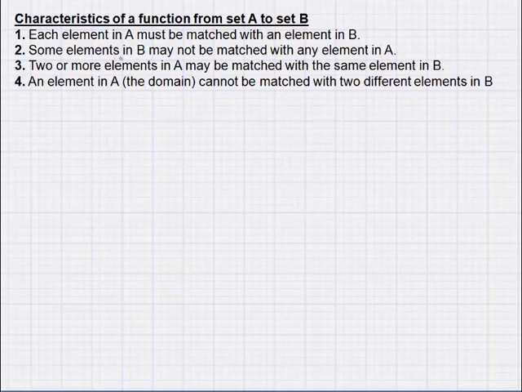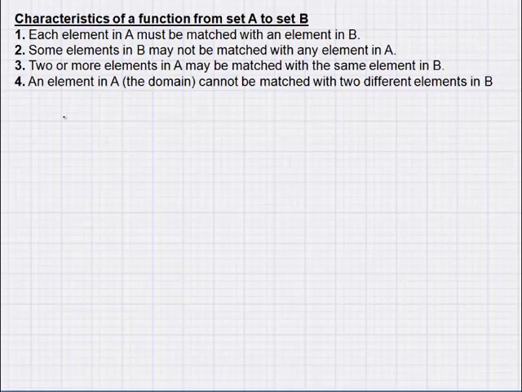Some elements in set B may not be matched with any element in set A. That's fine. Two or more elements in set A may be matched with the same element in set B. We just saw that in the last example. And then the fourth thing is an element in set A, remember that's our domain, cannot be matched with two different elements in B. So we're really making sure that it follows the definition: each element in set A must be matched with exactly one element in set B.